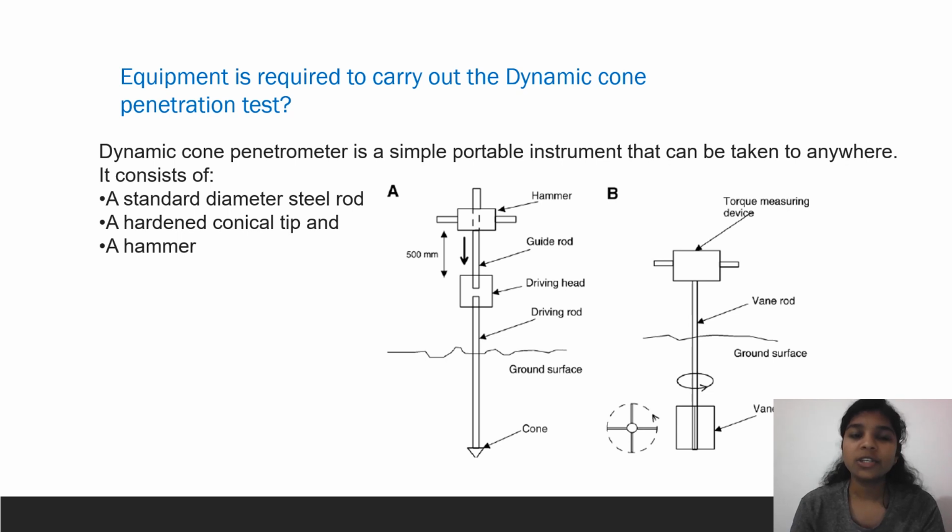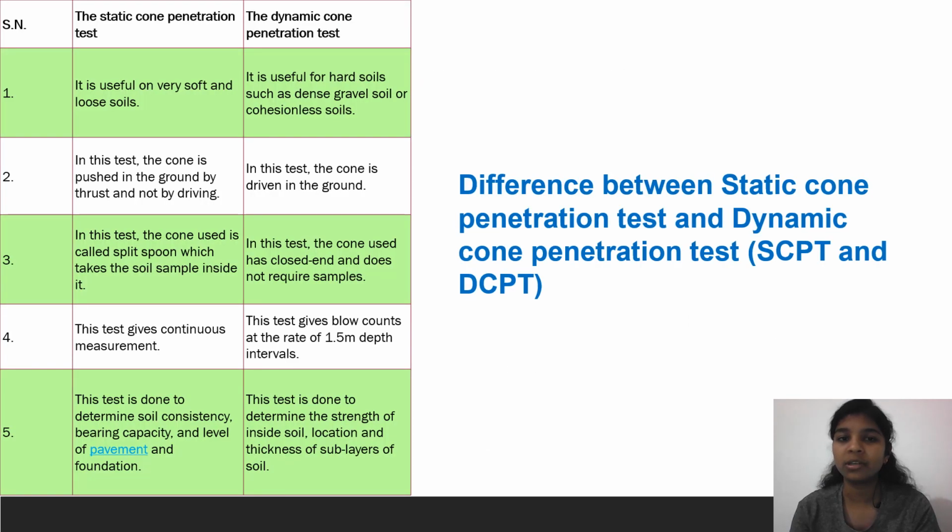After that, which equipment is required to carry out the dynamic cone penetration test? The requirement of the equipment is the standard diameter steel rod, the hardened conical tip, and the hammer. These are the simple equipment we require for the dynamic cone penetration test.